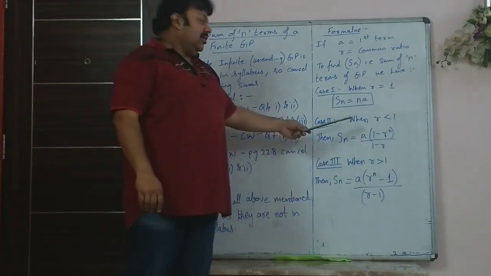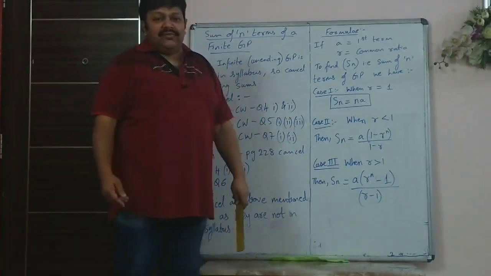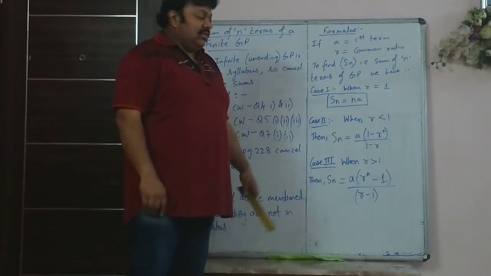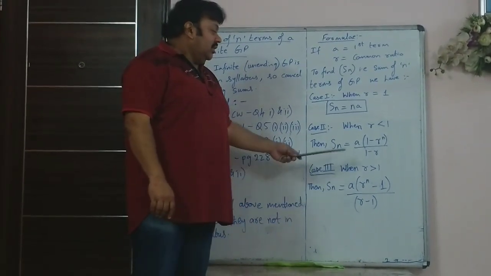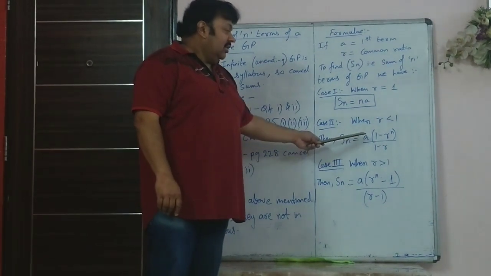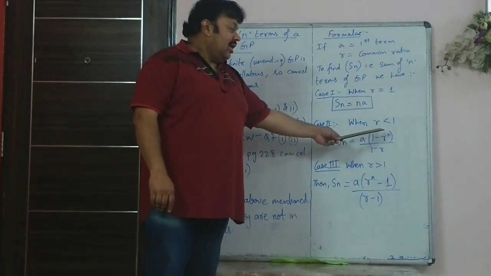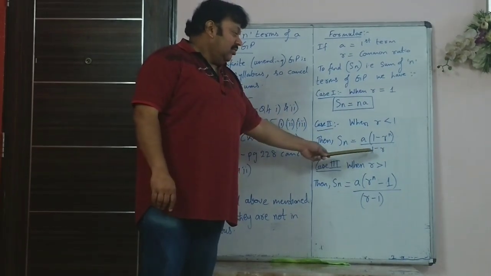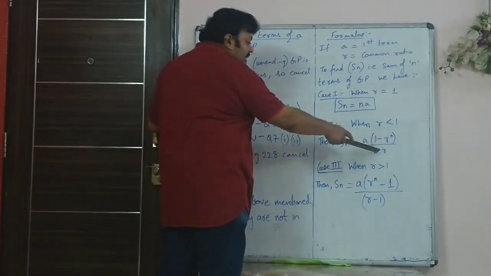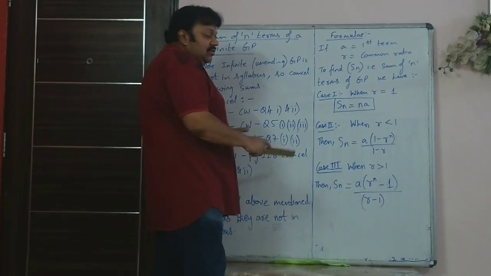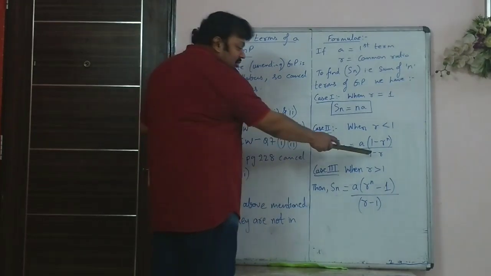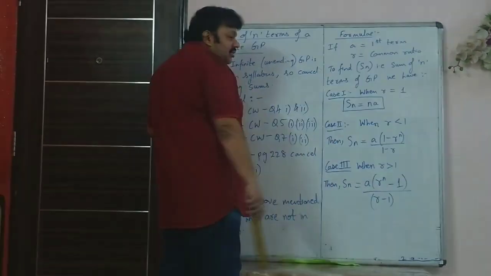So if r is 1, the sum of all the terms in the GP is n times a. Now if r is less than 1, meaning half, 1 by 3, 4 by 5, numbers like that, then you will use this formula. You will write the sum of n terms Sn is a bracket 1 minus r raised to n bracket upon 1 minus r. And this is because the denominator 1 minus r will remain more than 0. So we have written it as 1 minus r because 1 is greater than r, or r is less than 1.